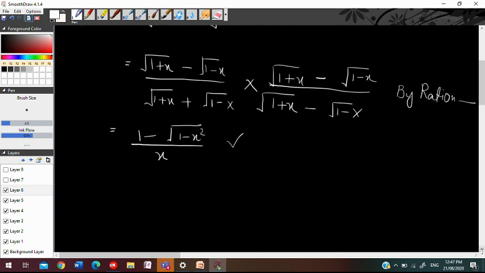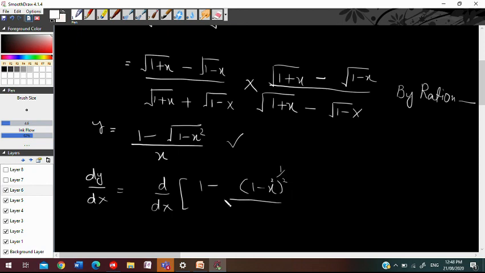So here we have y is equal to this, and dy by dx will become equal to d by dx of (1 minus x square) to the power 1 by 2, divided by x, and you have to apply just the quotient rule on this equation. Now this question is a very simple question, and you can solve it very easily.